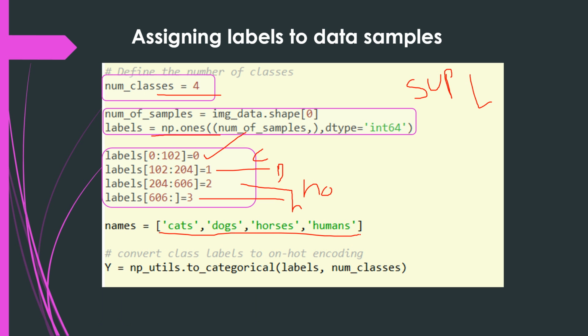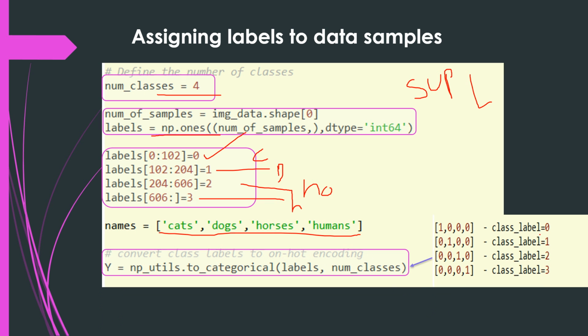But these are just labels 0, 1, 2, 3, and to use them in a convolutional neural network we have to convert them into a one hot encoding vector. What I mean is that if we have a class label of 0, it should be converted into 1 0 0 0, because the number of outputs of a convolutional neural network is equal to the number of classes. In our case it will be 4, so for each sample we should get 4 outputs. If it is class 0, we should get 1 0 0 0, and if it is class 1, we should get 0 1 0 0, and so on for 2 and 3. We convert into a one hot encoding vector using np_utils.to_categorical.